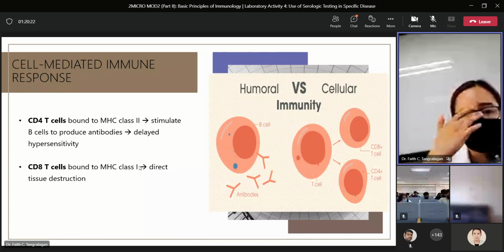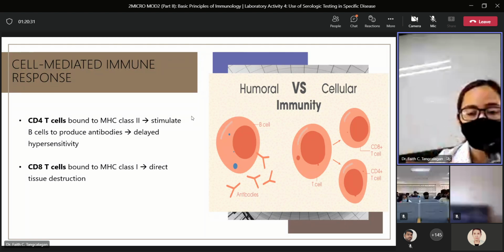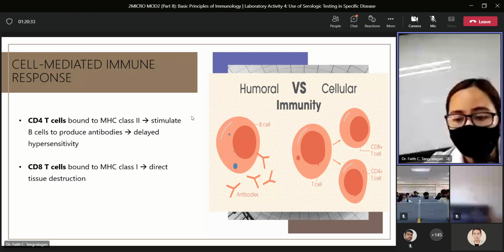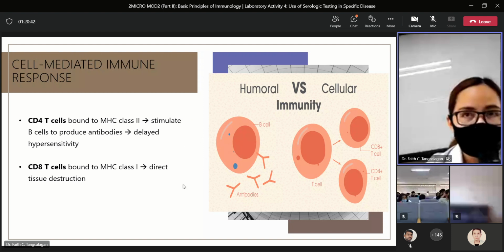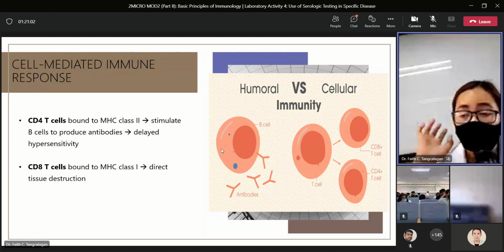So again, this is actually a picture. No, I got this from Google. And humoral is actually your antibody-mediated immune response, while your cellular immunity is your cell-mediated immunity response. So your humoral, the popular cell involved here is your B cell and the antibodies, and then the CD4 T cell here. And then your cellular immunity, it's both your CD8 and your CD4. And then actually this becomes specifically your cytotoxic T cells, okay?